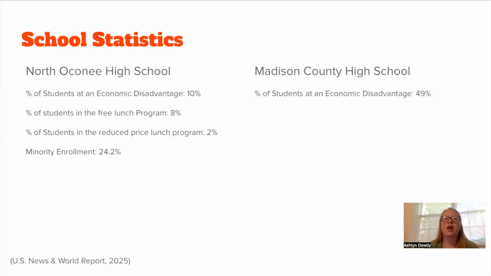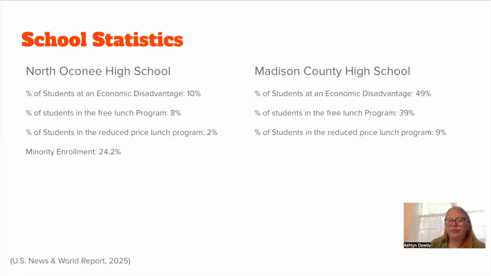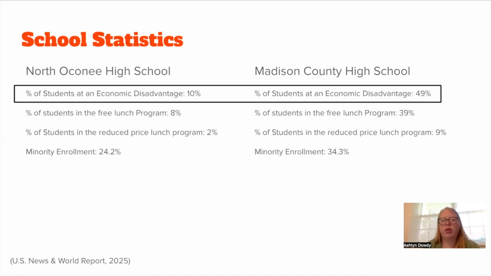Now we look at Madison County, quite a significant increase in your economic disadvantage here. You're at 49%. That's nearly 5 times that of North Oconee. Percentage of students in the free lunch program is 39%. Percentage of students in the reduced price lunch program is at 9%. And your minority enrollment is at 34.3%. So really what we want to focus on here is just the big difference in what percentage of students are at an economic disadvantage. Again, you go from 10% at North Oconee High School, and then you nearly increase that by 5 times at 49% when you go to Madison County High School.